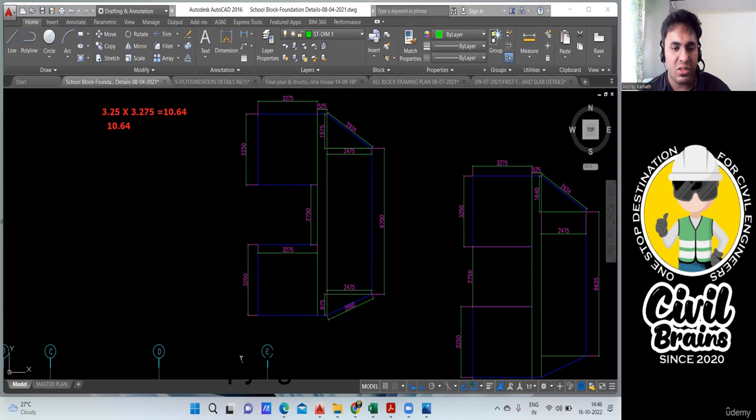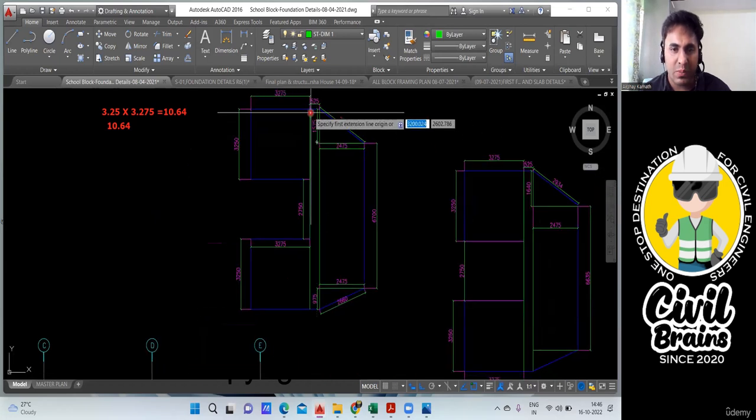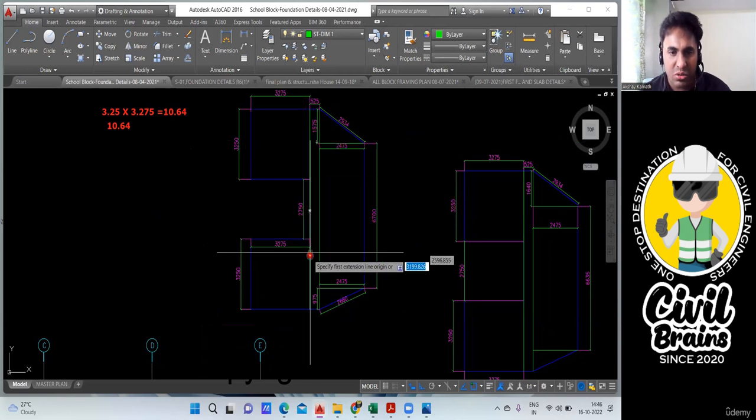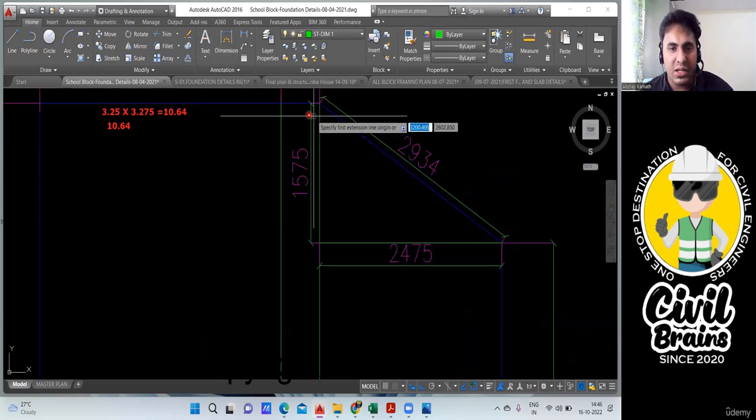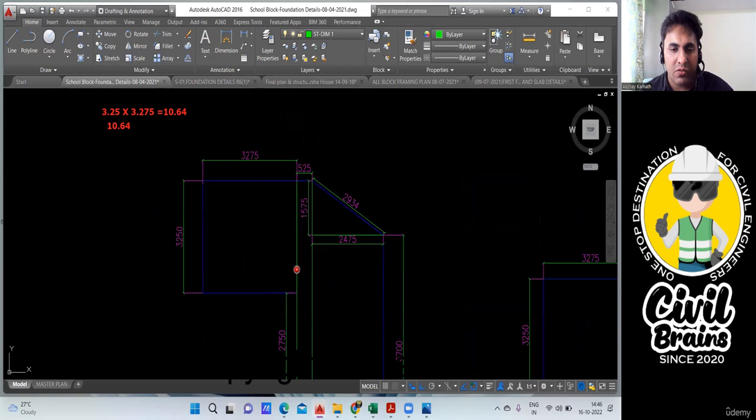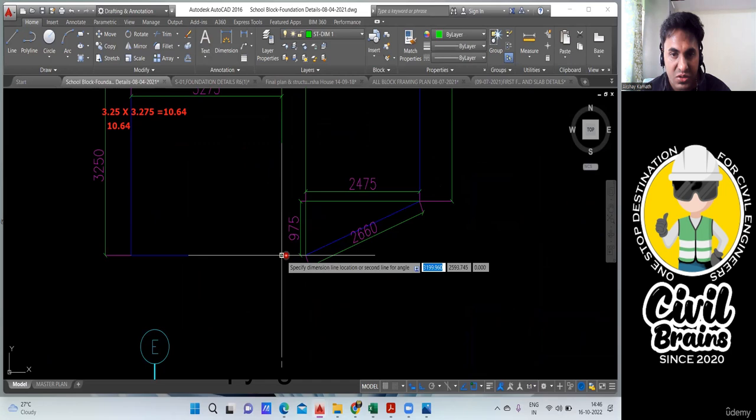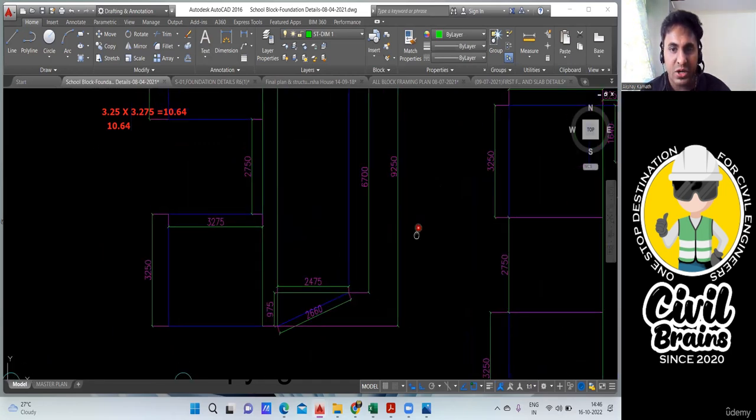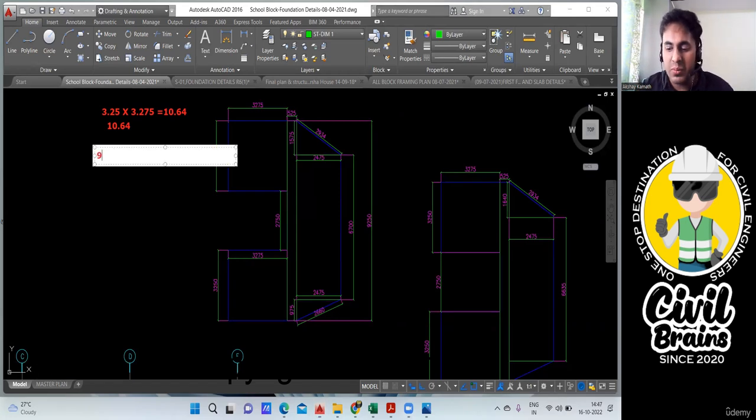Next, we have to find this area. I'll find this rectangle area. The rectangle area is very simple. You have 525 here, and you multiply this by this length. So this length is 3250 plus 2750 plus 3250. If you don't want to do that, directly take the values. That is also okay. This length is 9250. So write it here, 9.25 into 0.525.